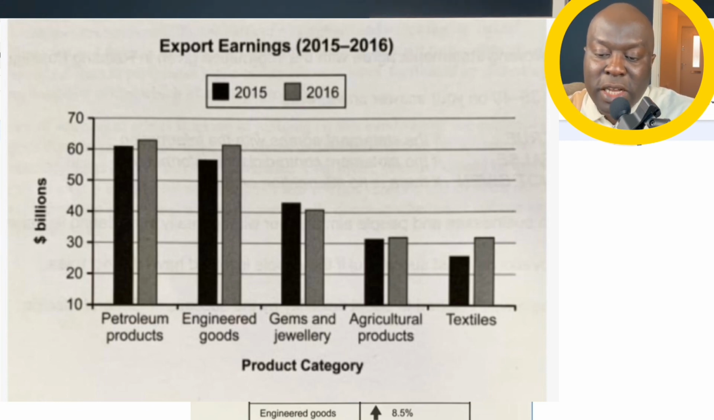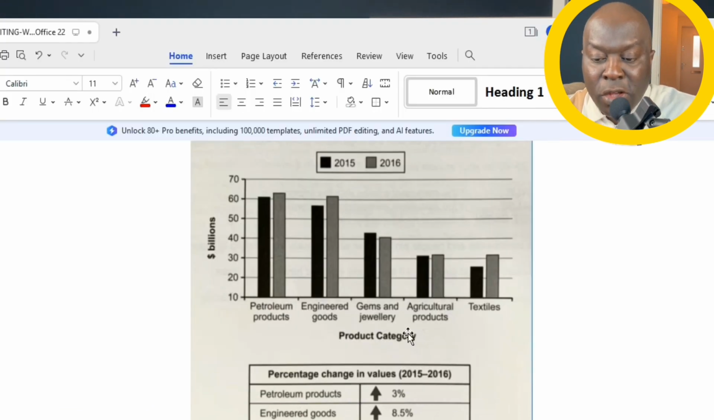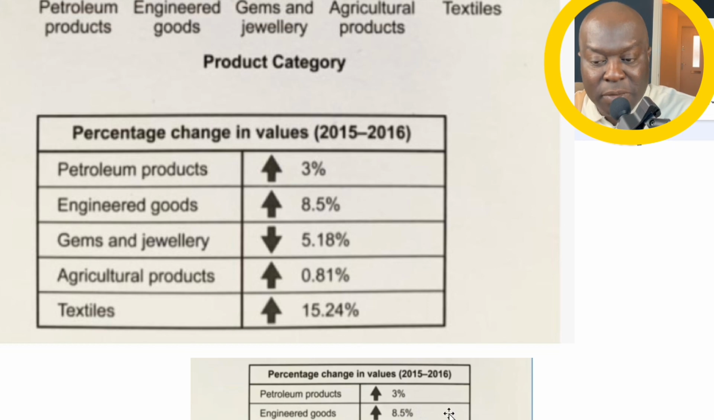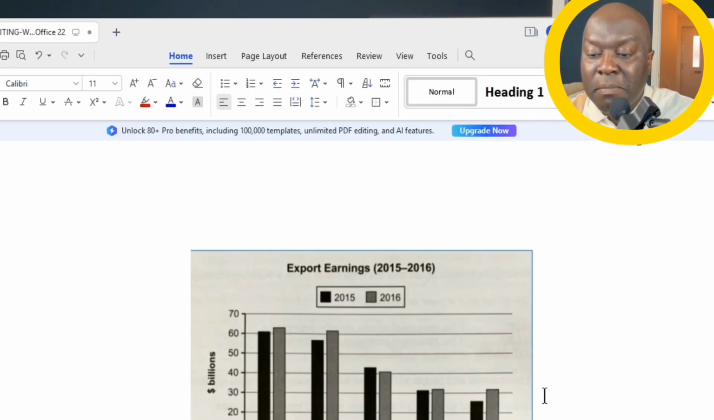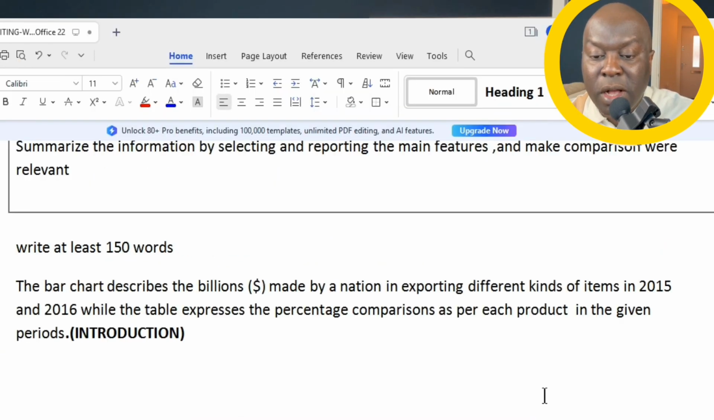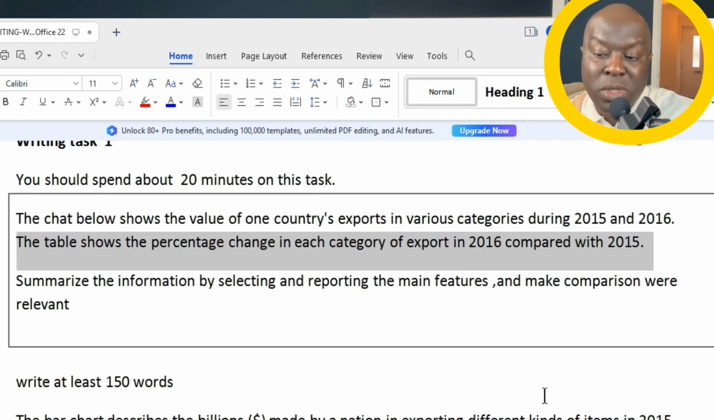So if you watch the engineered goods, it means that the export was less than 60 billion or more than 50 billion, and it increased to a bit more than 60 billion in 2016. So they have 8.5%. You can see the difference, the trends, and the changes that have happened in this stuff so far.